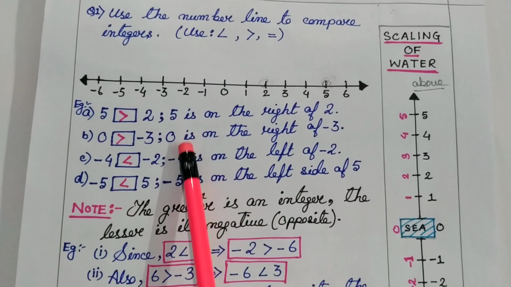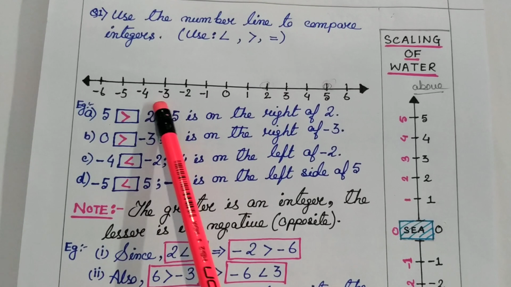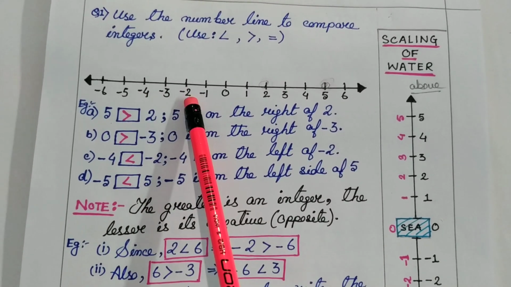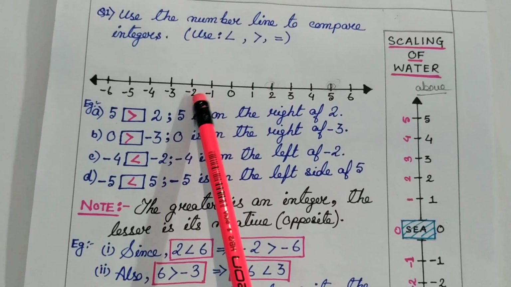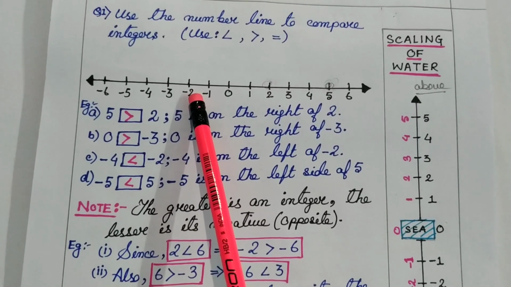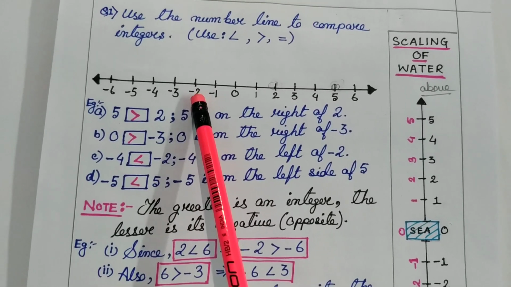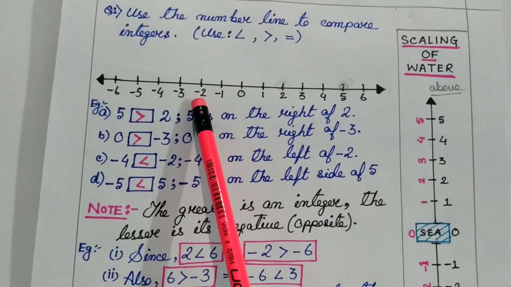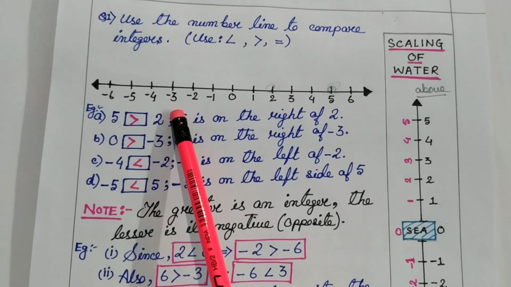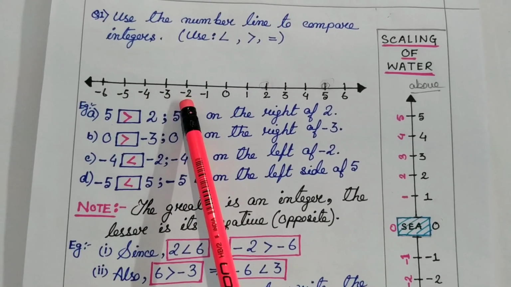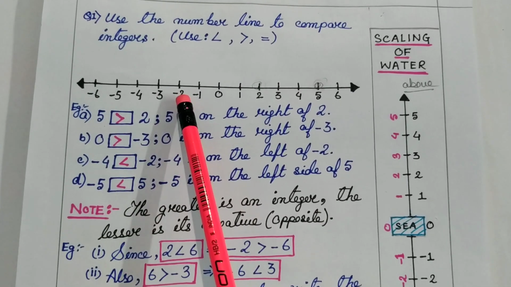Okay. Next is minus 4 and minus 2. See, minus 4 is this one, minus 2 is this one. So which value is closer to 0? That value will be greater for negative. Remember this: for negative, the closer the negative value is to 0, the greater is the value. Now, which one is greater, minus 4 or minus 2? Among these, which one is closer to 0? Minus 2. So, minus 2 will be greater.